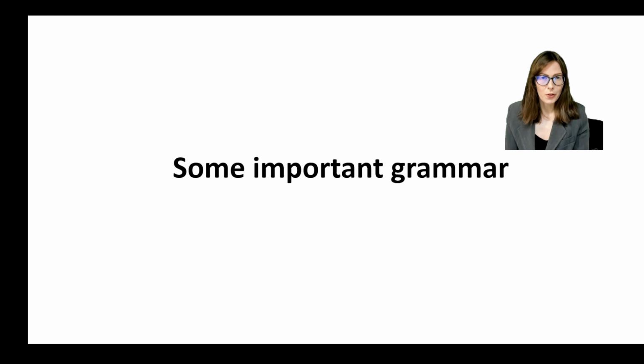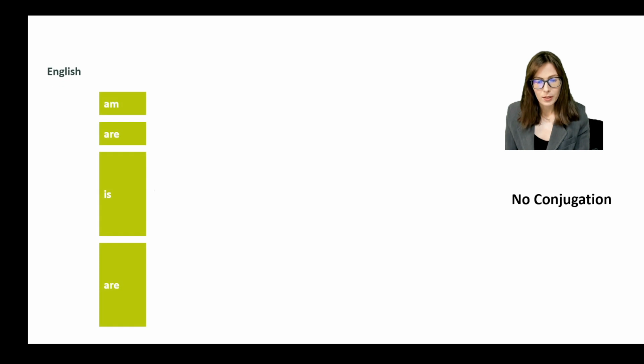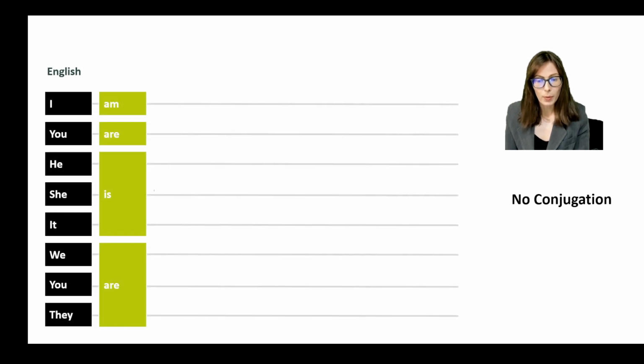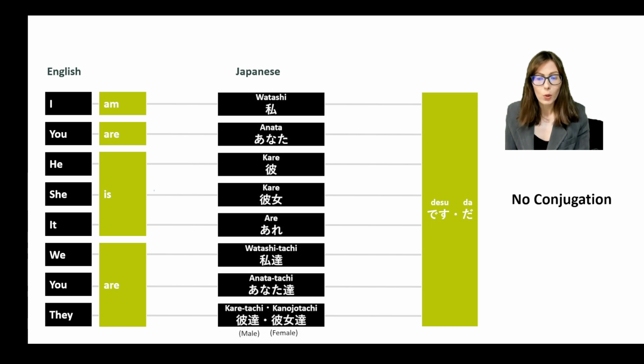Now let me briefly touch upon some very important grammar you have to be aware of. The first thing, you don't need to conjugate Japanese verbs. As you know, in English, the verb changes its form depending on whom you are referring to, right? In Japanese, you don't need to worry about that. Everyone is desu or da, depending on whether or not you want to be formal. Literally everyone, with no exception whatsoever, okay?